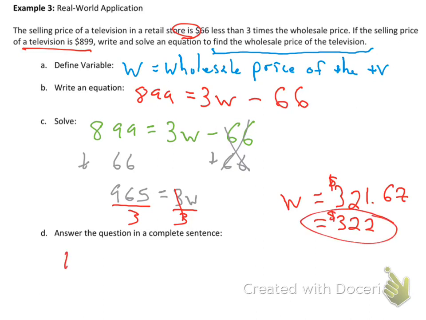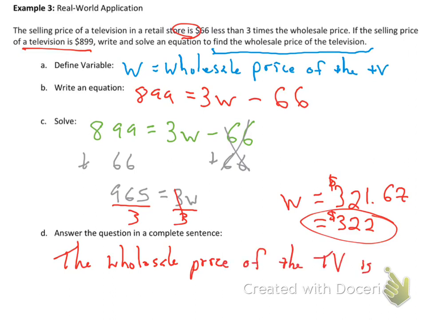So the wholesale price of the TV is $322. One thing I wanted to add on this. So we found the wholesale price of the TV to be $321.67. I rounded that up to $322. So in part D, I'm going to say the wholesale price of the TV is about $322. So since we rounded that, it's not exactly $322, but that's about $322.